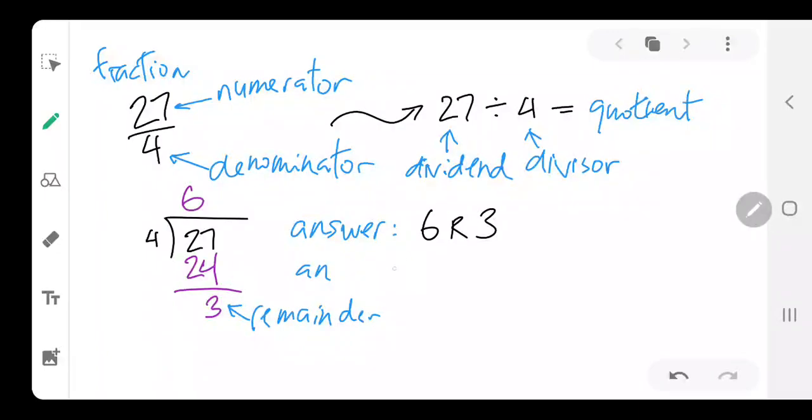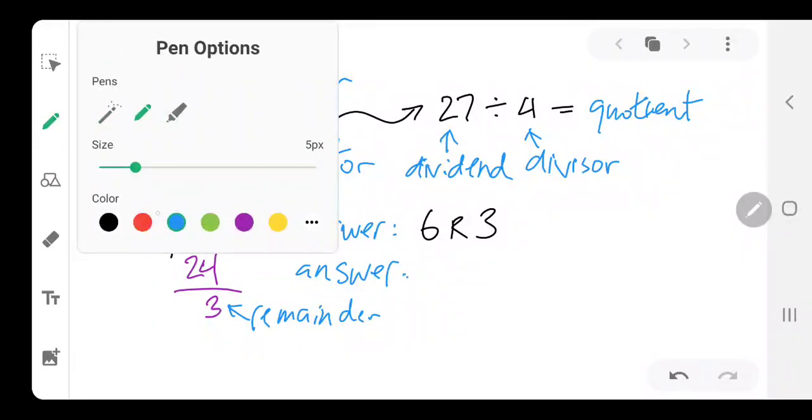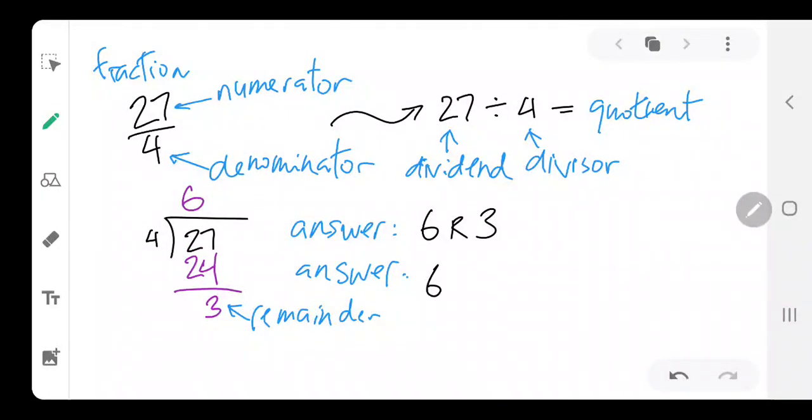Another way to write the answer is to write it as a mixed number, which is a whole number and a fraction. That would be 6, that's the whole number, and 3/4. So now you know where we're getting these numbers. 6 and 3/4. 6 is a whole number, and 3/4 is the fraction. The 3 is the remainder, and for the fraction, we're trying to divide this into fourths, which is what our denominator, our divisor, tells us.